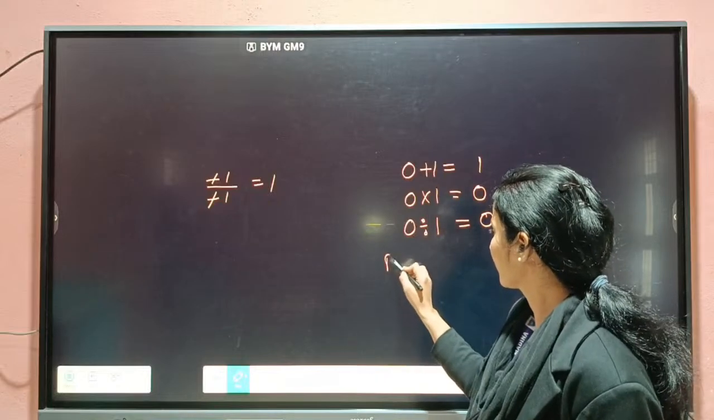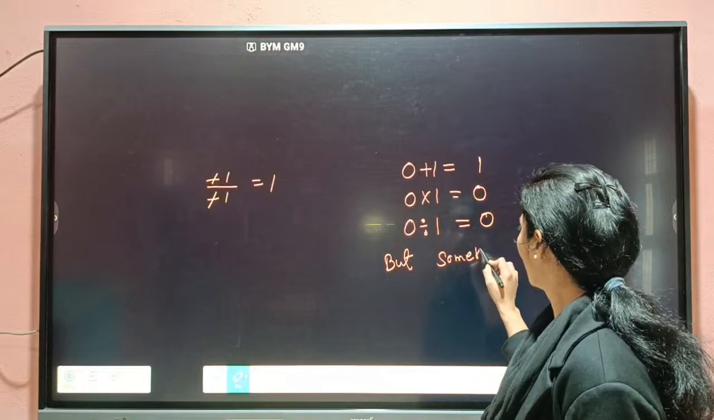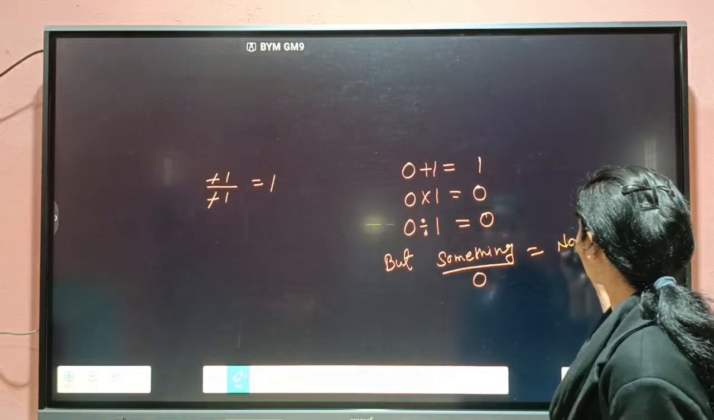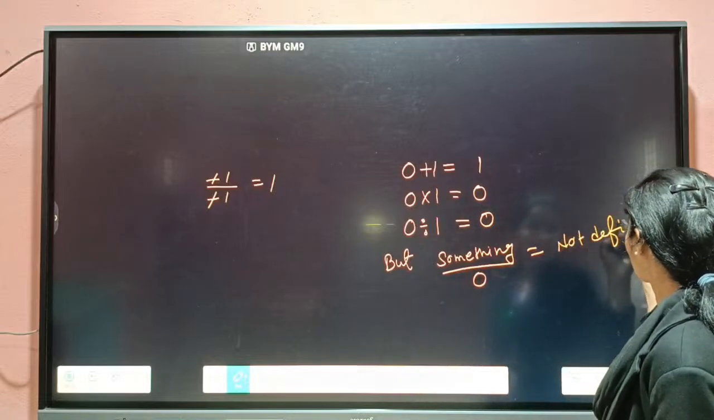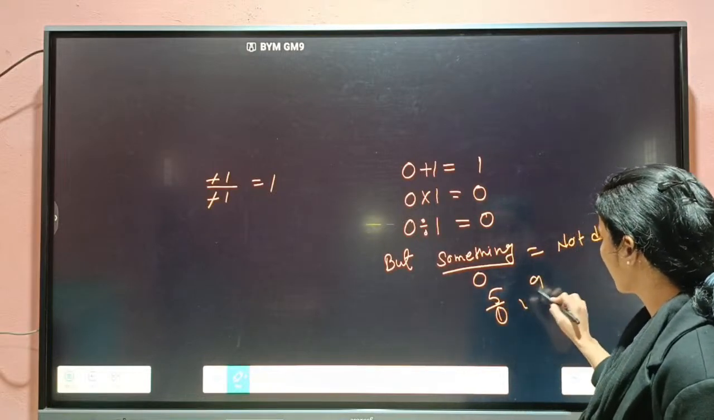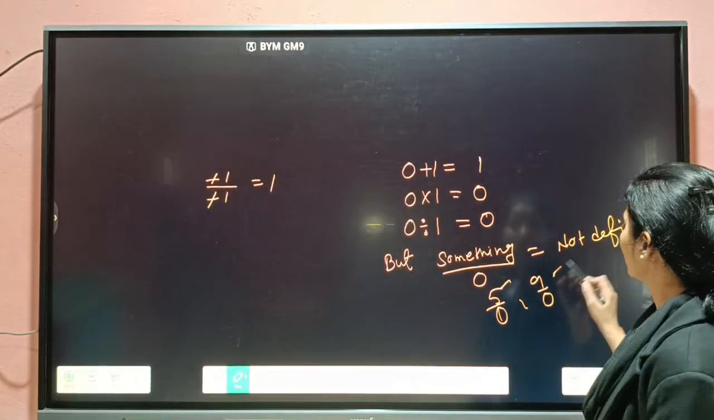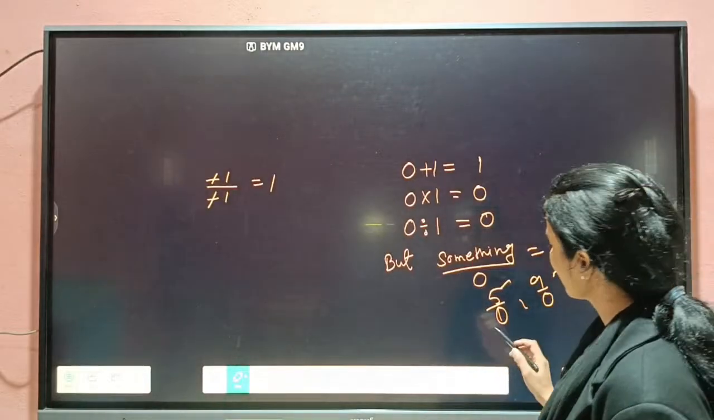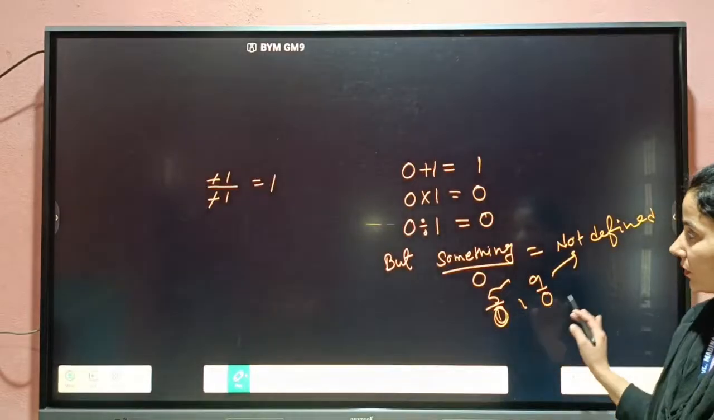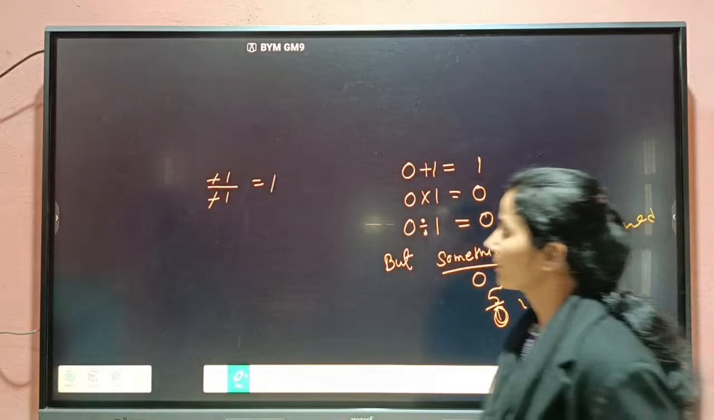But if it is something over 0, then it is not defined. Not defined. That is 5 by 0, 9 by 0, any number over 0. So this condition is not defined. Keep in mind, you can't write 0 in the denominator of any integer. So just this point you have to keep in mind.